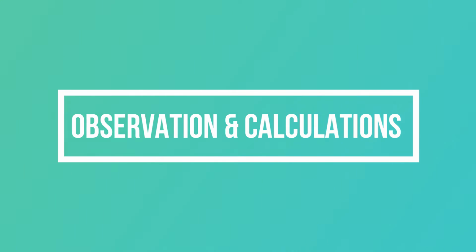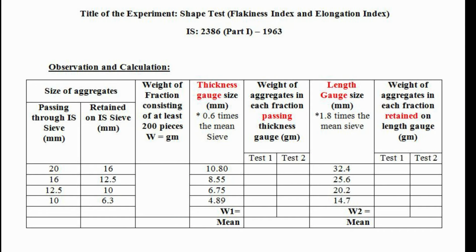Observation and calculation. Total weight of fraction consisting of at least 200 pieces, W, is 1188 gram. Thickness gauge slot of size 20 mm to 16 mm is 69 gram. Slot size 16 mm to 12.5 mm is 247 gram. Slot size 12.5 mm to 10 mm is 78.5 gram. Slot size 10 to 6.3 mm is 31.5 gram.